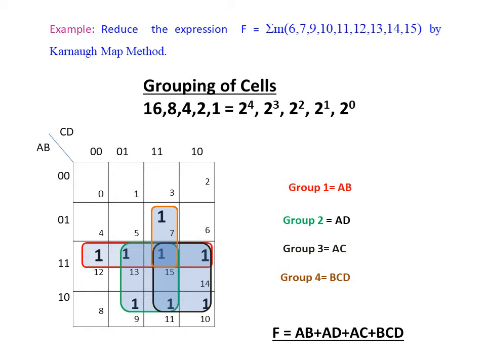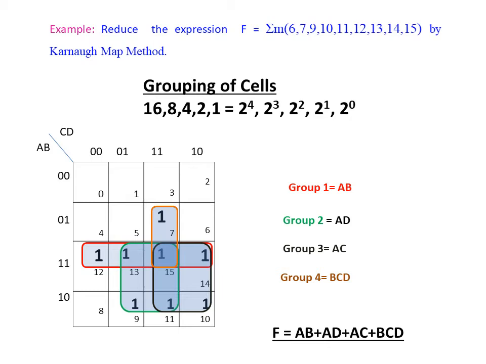Then we are going to group the cells. This is a 16 cell map, so we will see whether 16 ones can be grouped or not. If it is not possible, then we go for 8 ones. If 8 ones are not there, then we try for 4 ones. If 4 ones are not there, then we go for 2 ones. If 2 ones are also not possible, then we go to a single cell. This is the grouping order. We have to concentrate on higher cell grouping, then only more literals will be reduced.